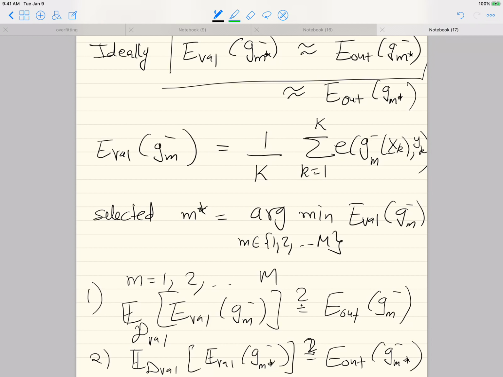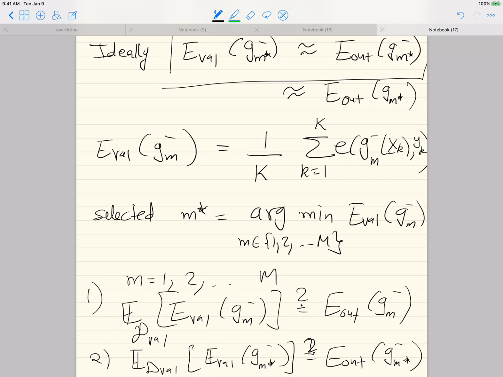I want to guess that the first one is true, but the second one is false because m star is chosen based on the validation set? That is exactly right. So M star is selected adaptively after looking at the validation set. So GM star is not a fixed hypothesis anymore. It is selected after you look at the candidate hypotheses G1, G2 up to GM and select the one that performs best on the validation set. It's no longer a fixed hypothesis, right?